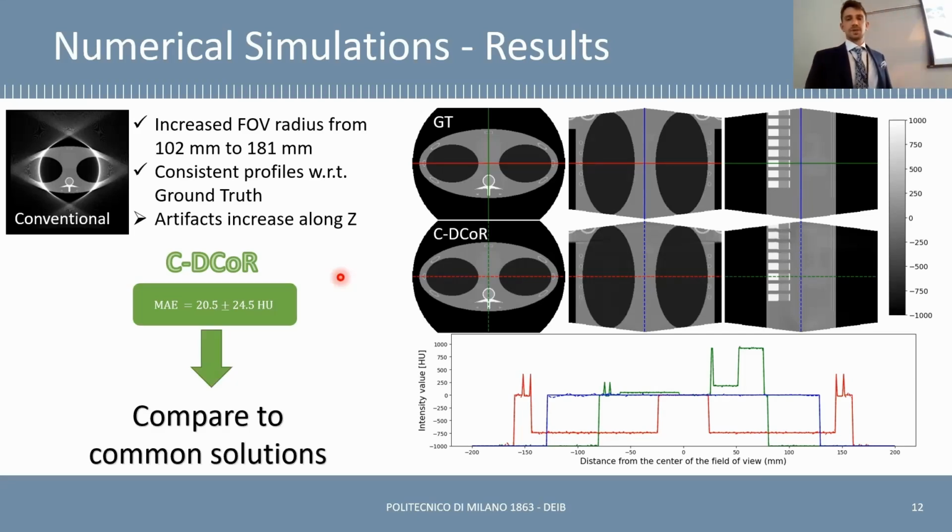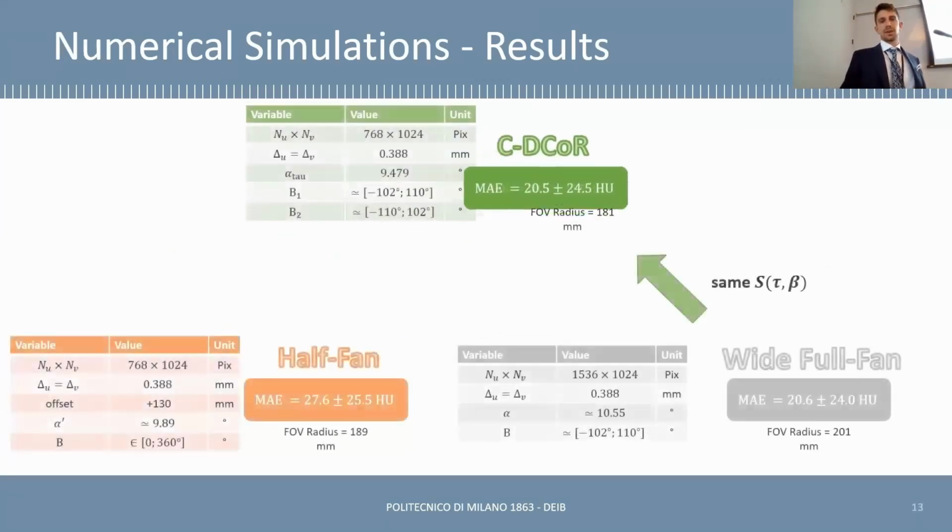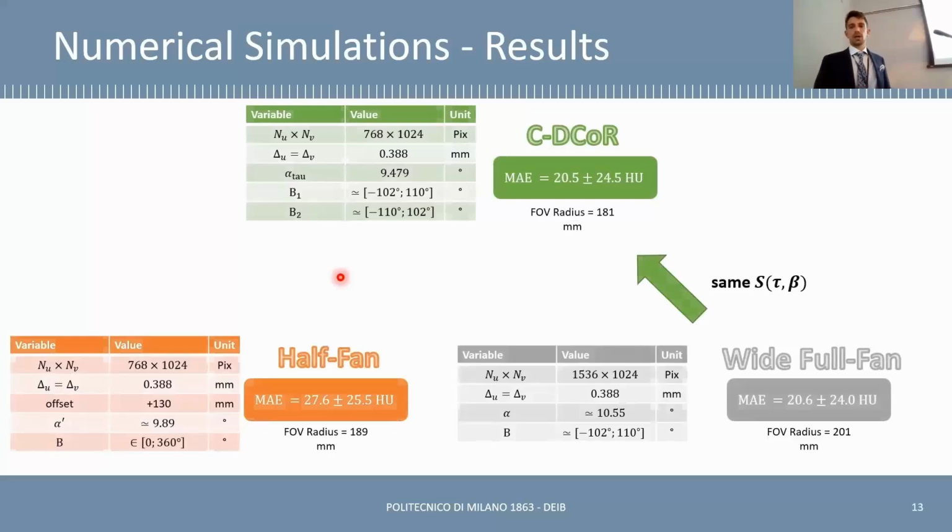And so the results for them are here represented. We calculated the mean absolute error for the whole volume in the FOV for the three methods. And we have a classical half-fan approach over a 360-degree scan and a so-called wide full fan, which is basically a way of saying that we double the size of the detector and the internal fan angle.